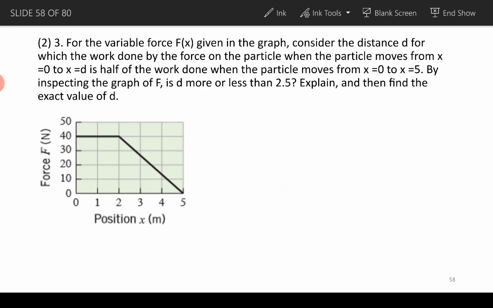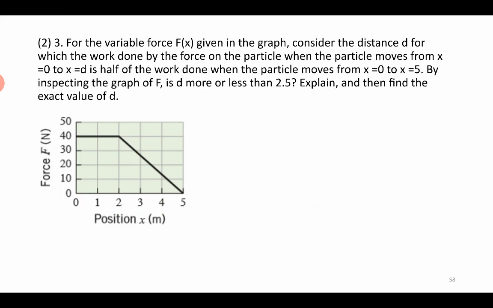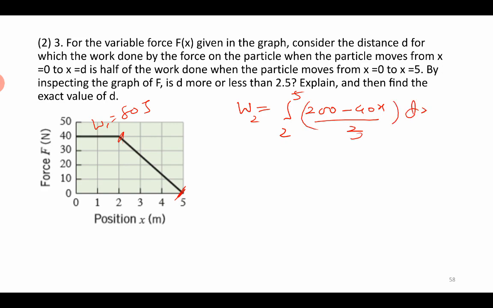Now the formula for work done is from work done in the second part. This is work 1, which is 80 joule. Second part of the work is 225, and the function is (200 minus 40x) divided by 3 into dx.